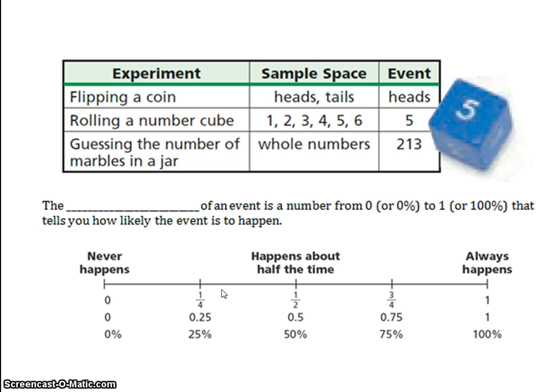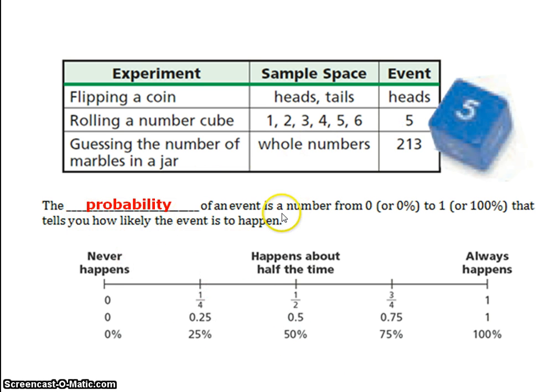This table will help explain some of those terms. Here are some examples of an experiment: flipping a coin, rolling a number cube or a die, guessing the number of marbles in a jar. Flipping a coin is the experiment. The possible outcomes are heads or tails. That's the sample space. Rolling a number cube is an experiment. The sample space is the possible outcomes. When you roll a die, you could get 1, 2, 3, 4, 5, or 6. That's the sample space. In rolling a number cube or a die, an event, the outcome, would be 5.